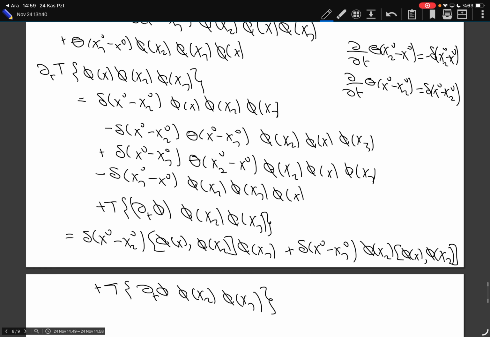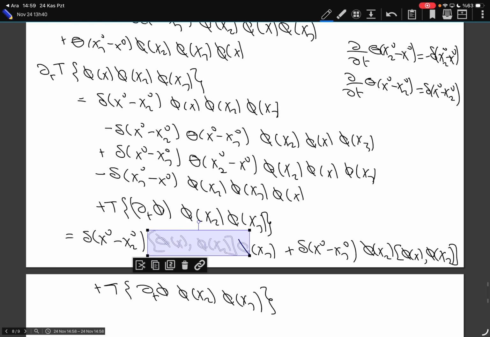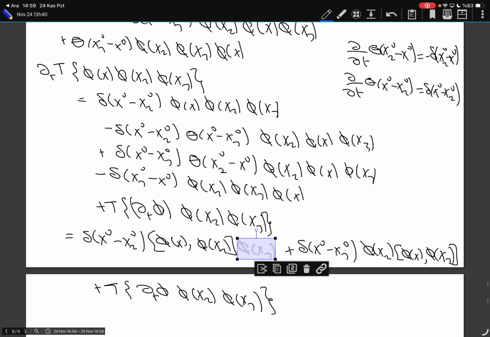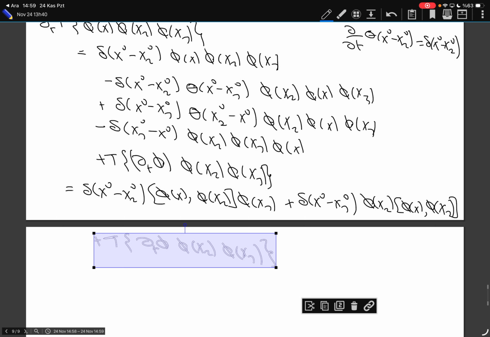So again, you see what happens. If you take the time derivative of this time-ordered product of x and x2, I get the equal time commutator of x and x2, and x3, whatever that is. And then I get the equal time commutators of x and x3 with whatever remains. And then I get the time-ordered product of the derivative just moved inside. So these observations will help me when I'm generalizing to more than 3 fields.